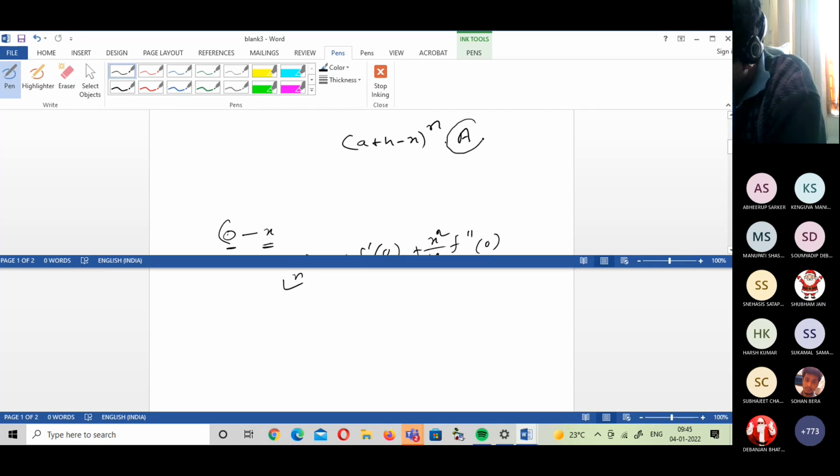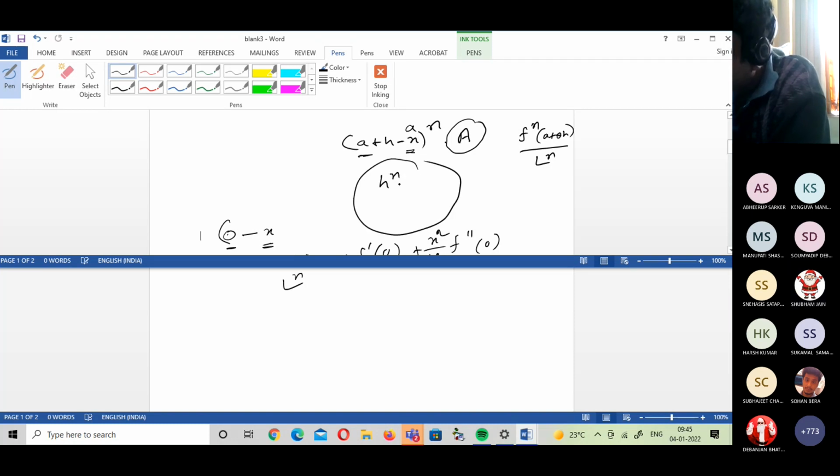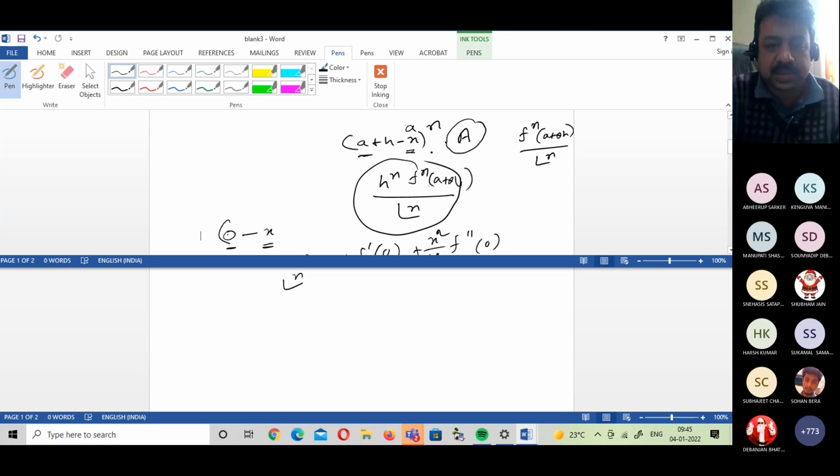You have obtained the value of capital A as f^n(a + theta h) by factorial n. But if you put x equals a, then it will be h to the power n. As a whole, the last term will be h to the power n f^n(a + theta h) by factorial n. Okay, next.